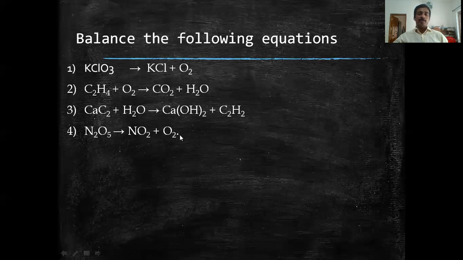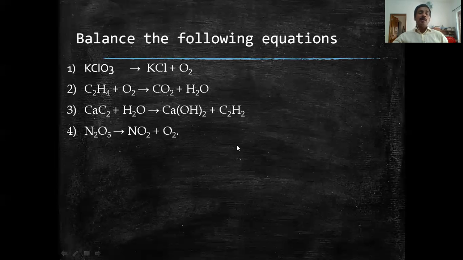N2O5 gives NO2 plus O2. 2 nitrogen but only 1 nitrogen. 5 oxygen but only 4 oxygen. So you have to multiply with suitable numbers to get the balanced chemical equation. You try with the 2 first. 2 N2O5 gives, 2 into 2, 4 NO2 plus O2.